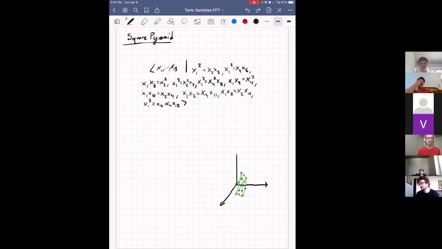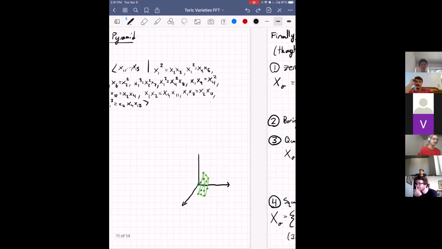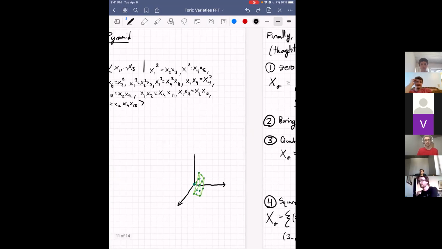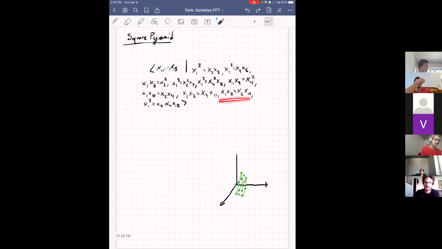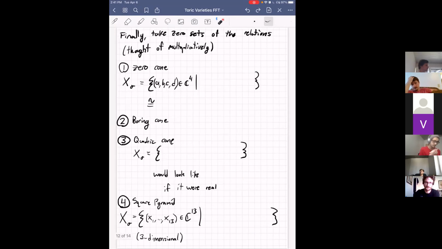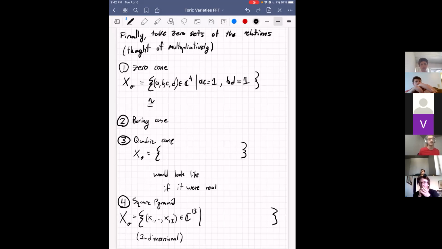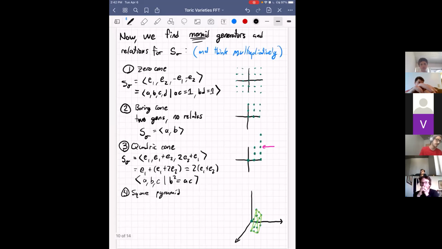And so finally, our last step, we can say we've constructed algebraic varieties, is to take the zero sets of the relations. So this is why I wanted to think of them multiplicatively, because if I think of them multiplicatively, they are polynomials. To remind you what I did with the zero cone, it is A, B, C, and D. So I want to look at A, B, C, and D in C^4 such that AC equals 1 and BD also equals 1. So those were the two relations that I got over here.